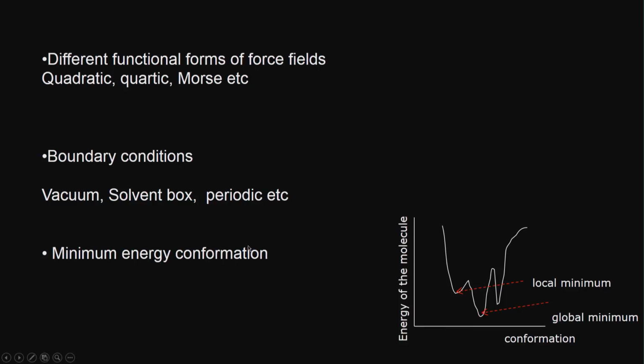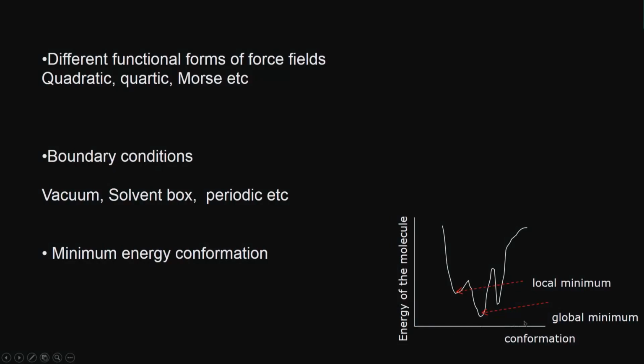Then we talked about minimum energy conformation. That means as you know, a molecule reaches a thermodynamic equilibrium where the energy is minimum. So you may have different conformations, but the energies may be higher, but you need to find the conformation at which the energy is minimum. That means most negative. So if you look at conformation on the x axis and energy of the molecule, the minimum energy conformation is this. Of course you may have local conformations also.